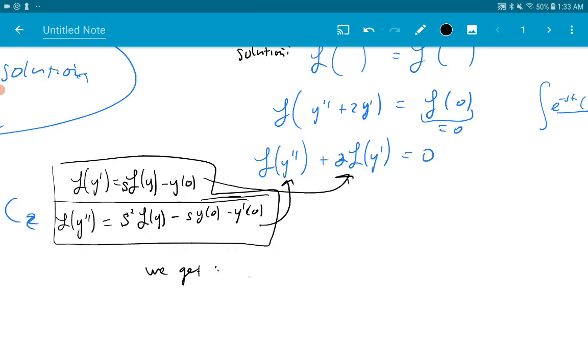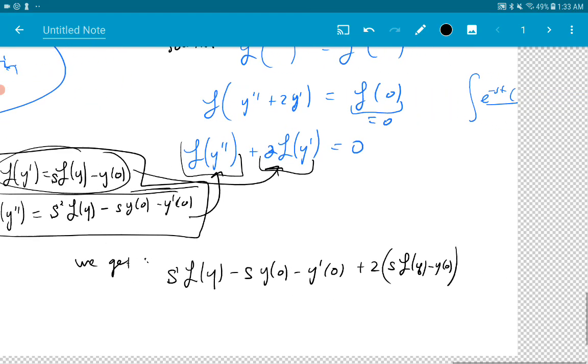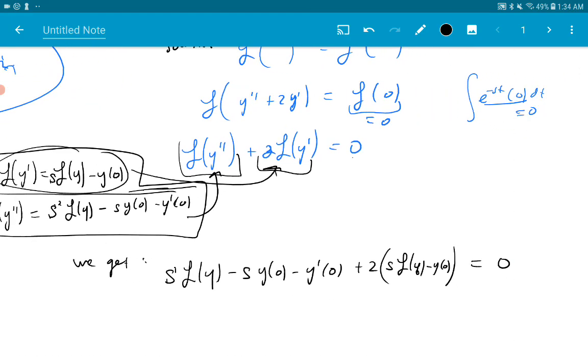So let's do this. We get s squared L of y minus s times y of 0 minus y prime of 0. That all came from this. We still have this plus 2 times, in parentheses, this here, s L of y minus y of 0. And that will all equal the right-hand side, which is still 0.